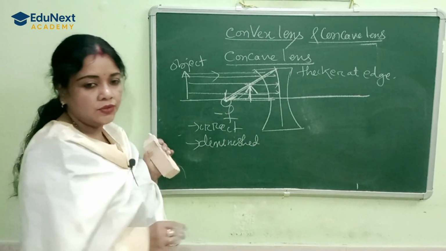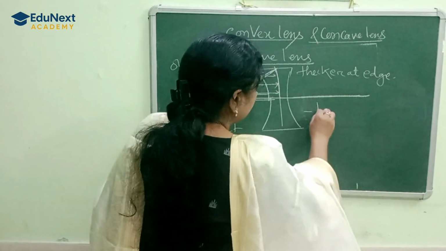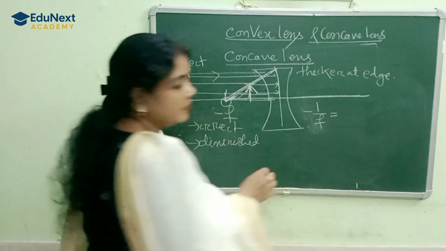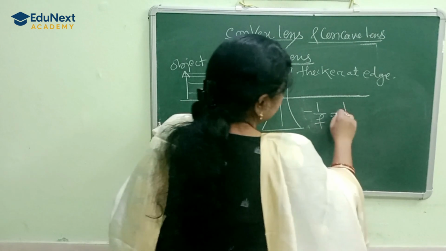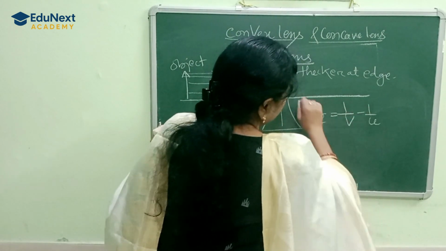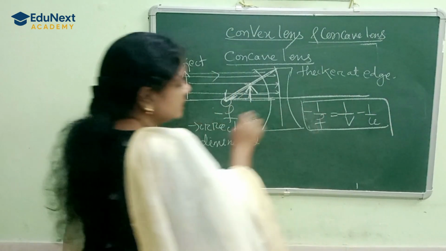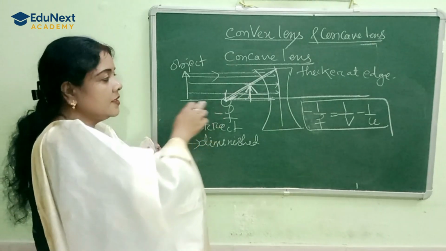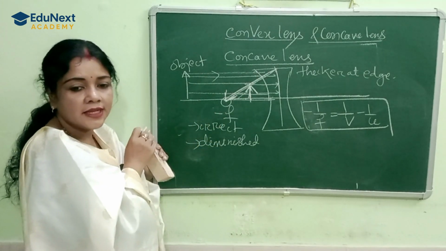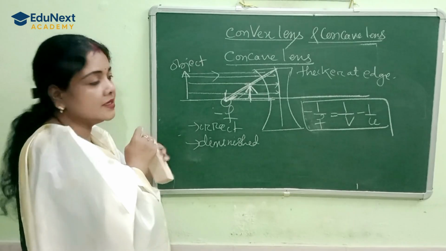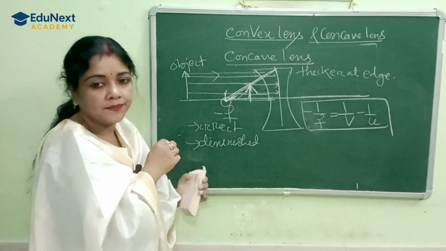So the formula will be minus 1 by f is equal to 1 by v minus 1 by u. Why minus? Because my focal point is falling behind the lens. That's why I assigned it a negative sign, minus f.